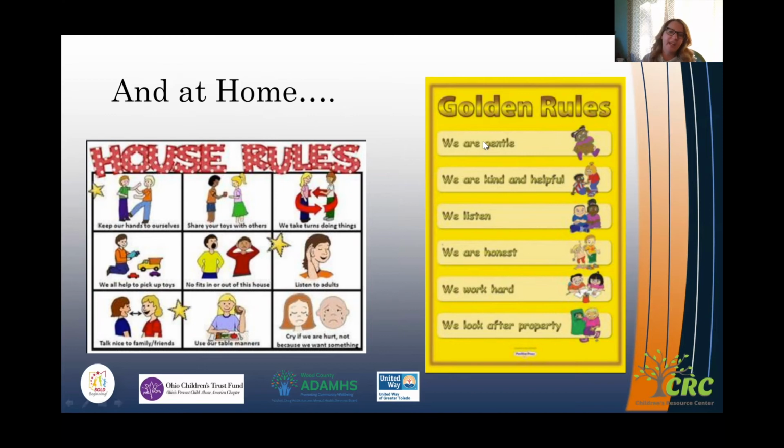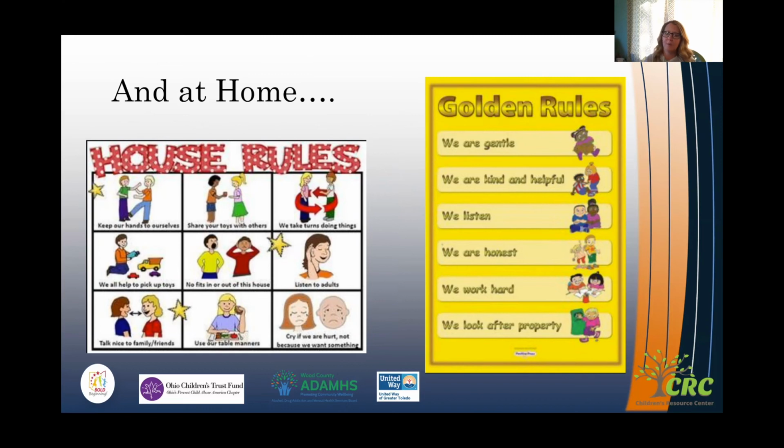So keeping our hands to ourselves, sharing our toys with others, even if it's just one sibling in the home, you can teach them turn taking by playing with them and expecting them to share toys with you and not just letting them have whatever they want. So these are really great ways. Keep it really visual. Lots of pictures of what we want them to do, what we expect them to do, and keep reviewing them over and over.